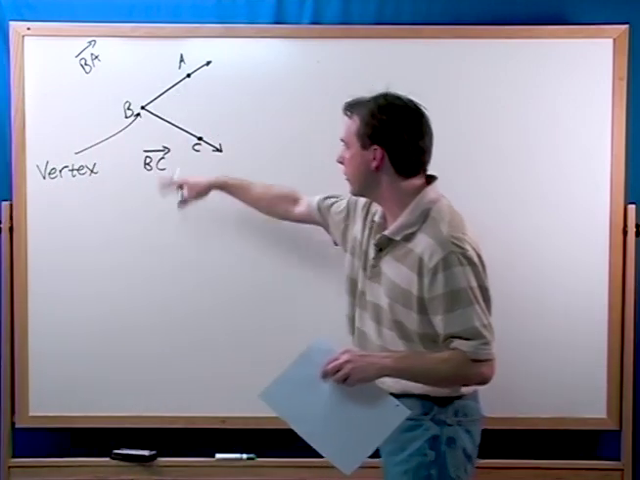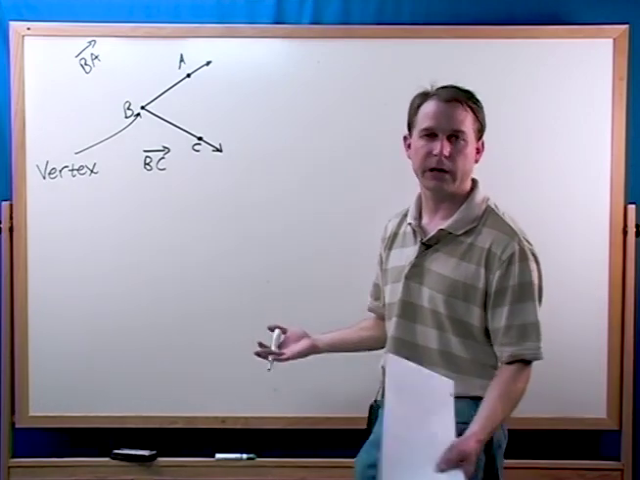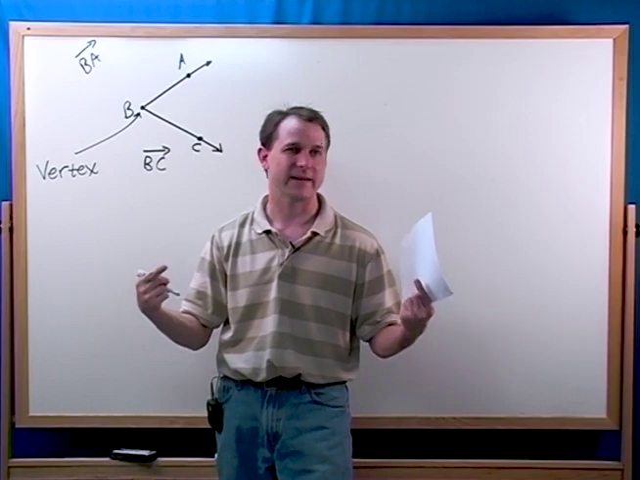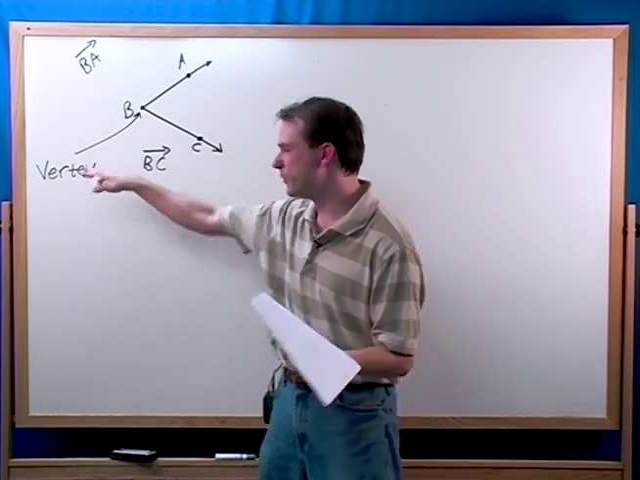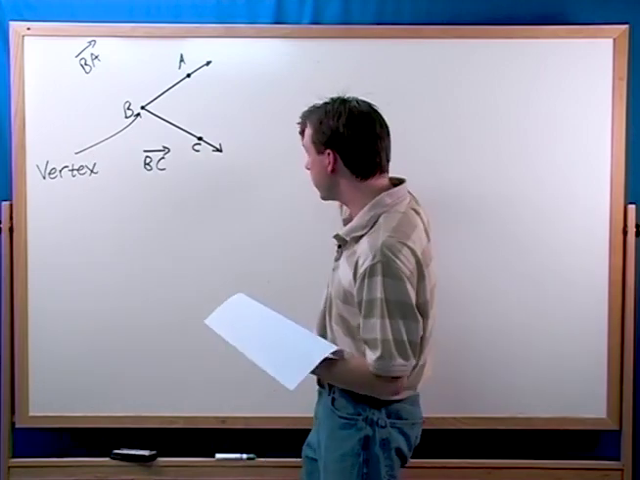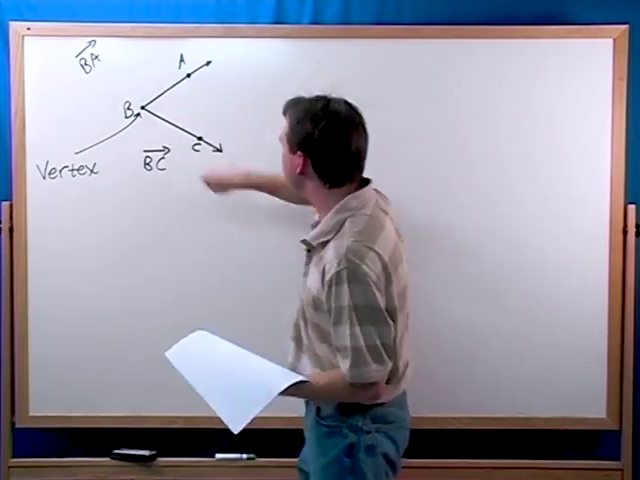The vertex. Again, all this stuff is just terminology. Once you learn the terminology, it's simple. You can kind of think of vertex like apex, because it sounds a little bit like it. Vertex is that point where the two rays come together. It's called a vertex. So two rays, this ray and this ray, okay?